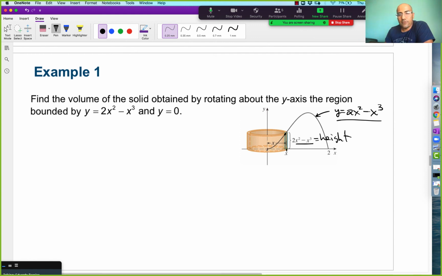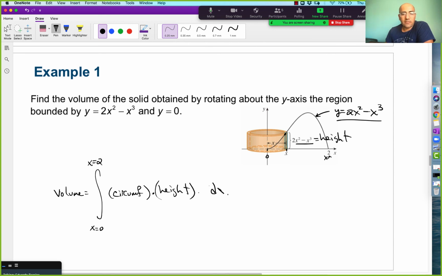And x is going to range from 0, and we're going to do this all the way out until we get to here, where x goes to 2. So the volume is going to be equal to the integral as x goes from 0 to 2 of the shells. And each shell is going to be made up of a circumference times a height times a width. And that width is going to be delta x in this case.